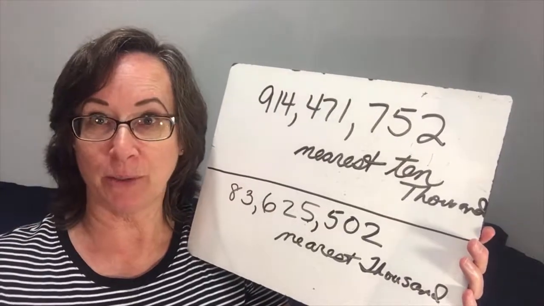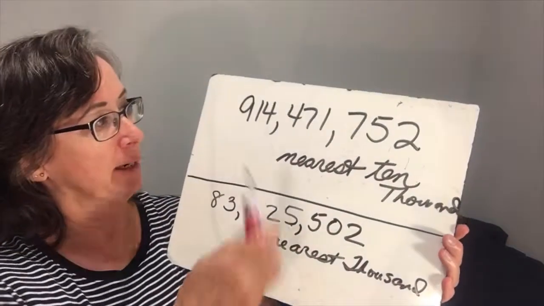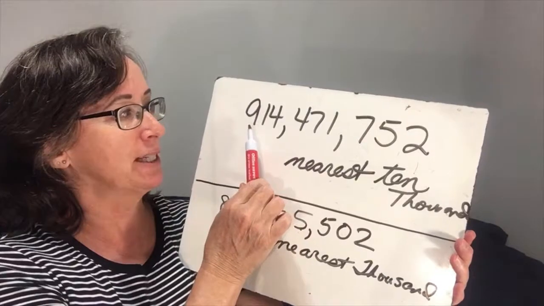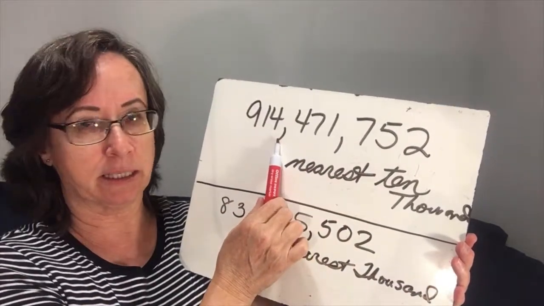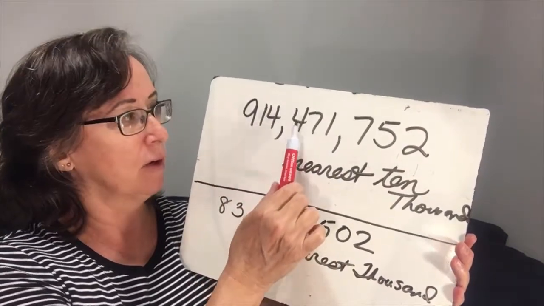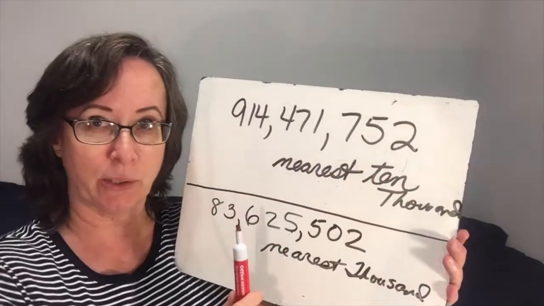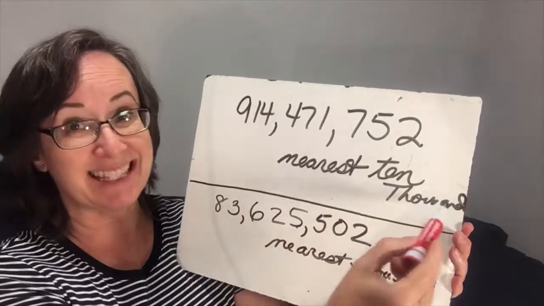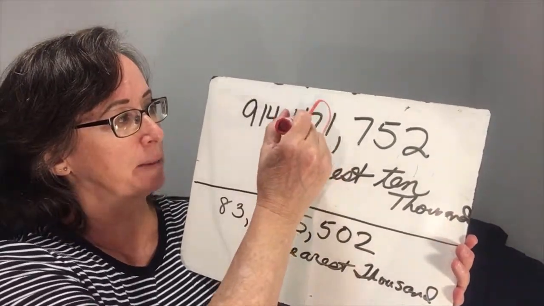Here we have 2 of our practice problems, A and B. So on the first one, let's read it before and then we'll read it after. So we're going to take, remember, this is the thousands, the millions. So 914,471,752 is our original number. And now we're going to round it to the nearest 10,000.